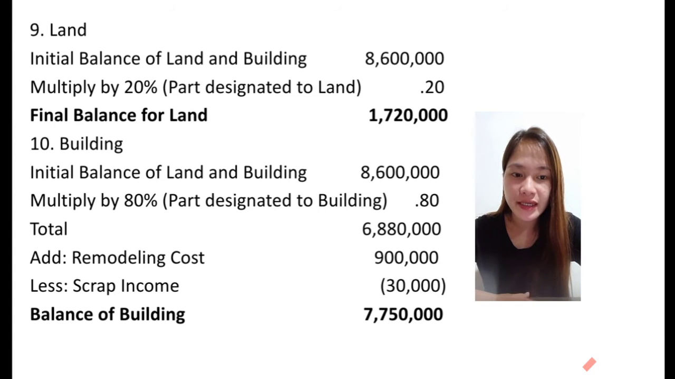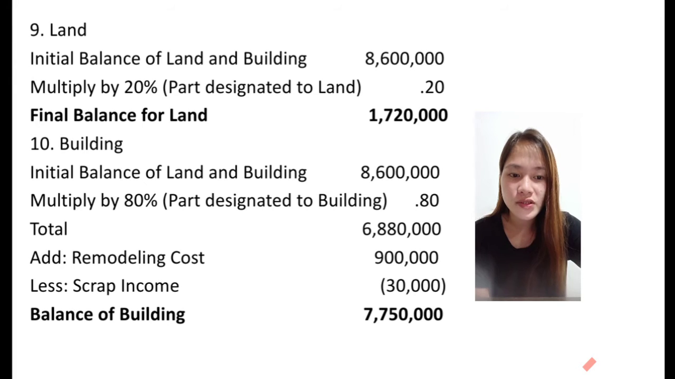So number 9, find the final balance for land. So the initial balance of land and building is 8,600,000 pesos. So it will be multiplied by 20%, which is the part designated to land. So the final balance for land is 1,720,000 pesos.